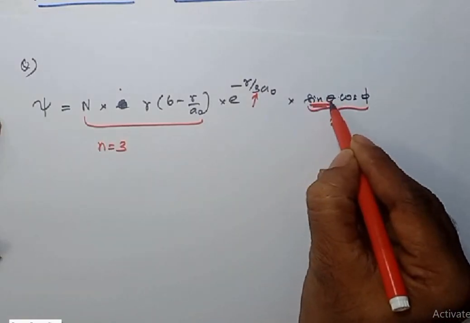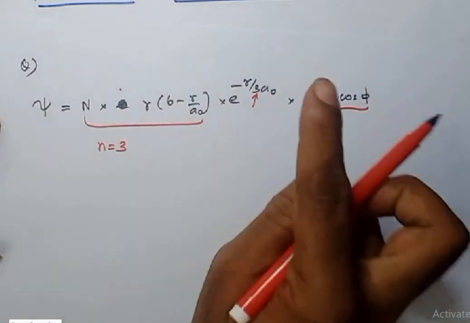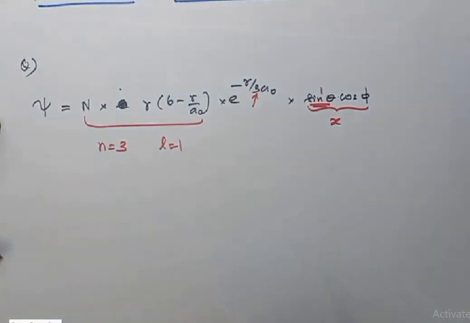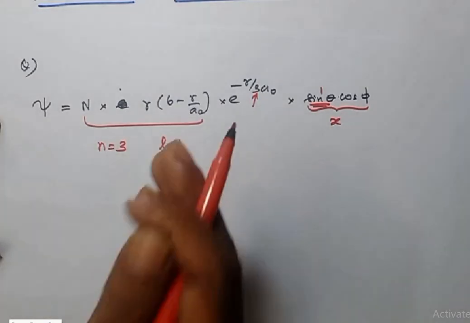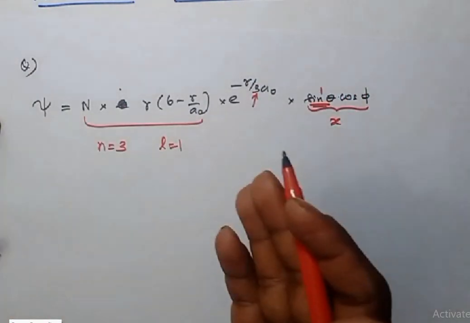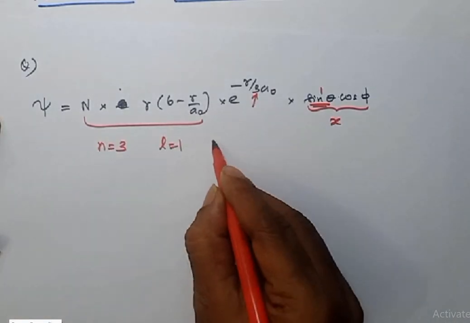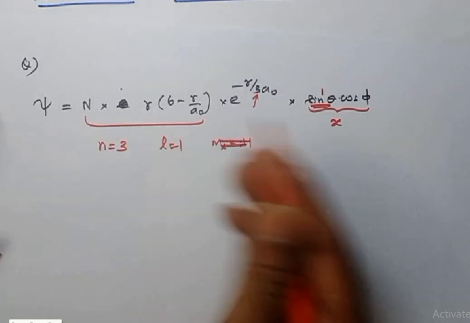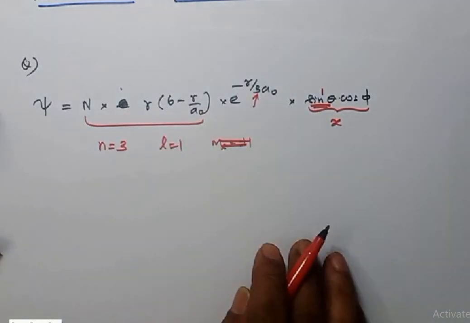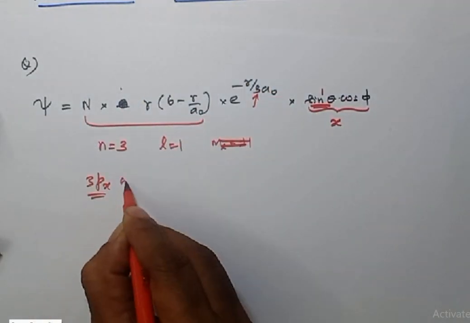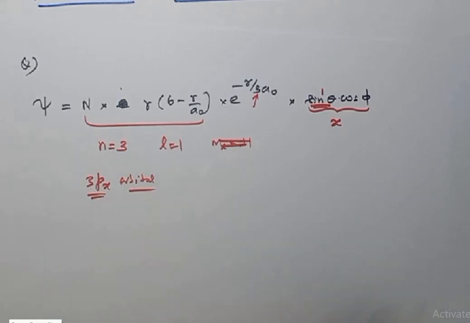You see only the theta part. Theta part power is 1, right? Sin theta power 1 means the L value should be 1. Don't worry about the ML value because ML can be plus 1 or minus 1, anyone. Don't worry about it because we will take linear combination. So this corresponds to the 3px orbital. Are you able to follow?